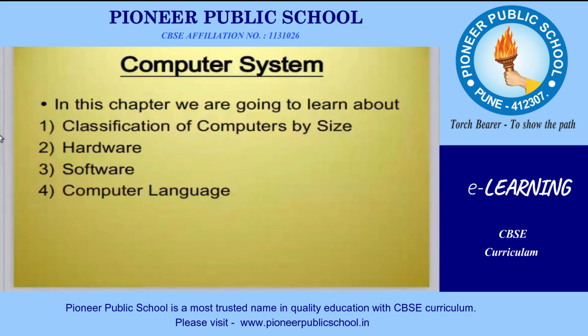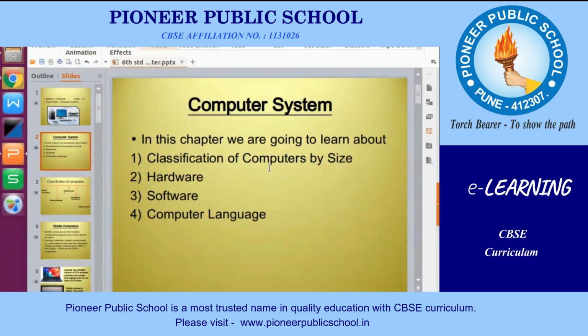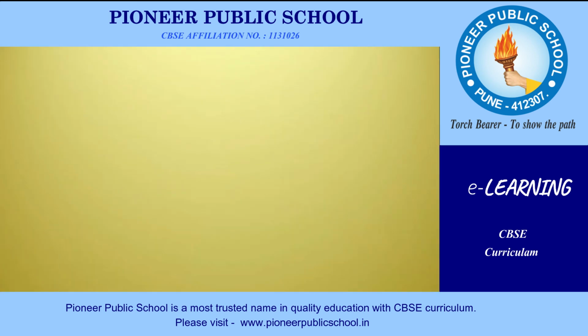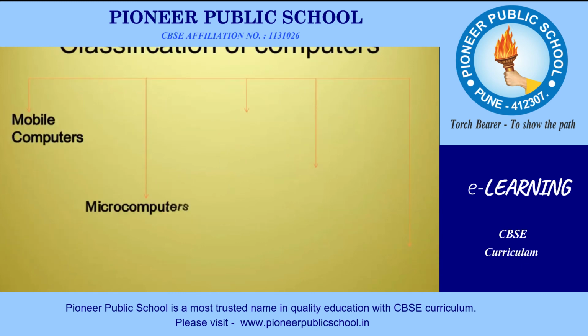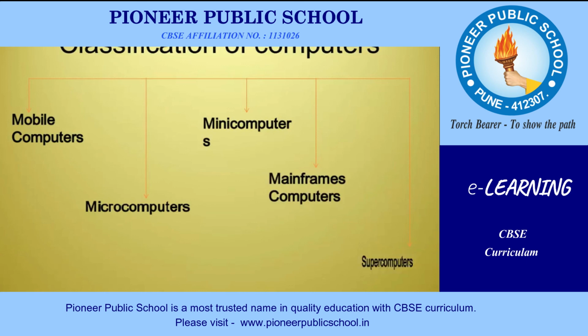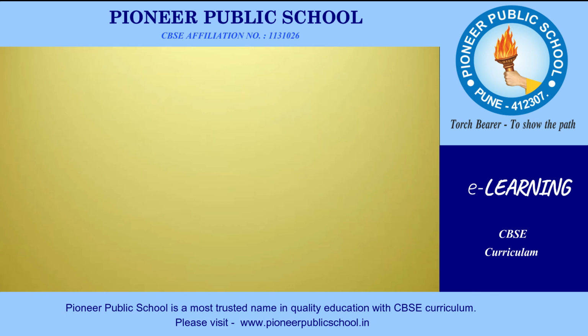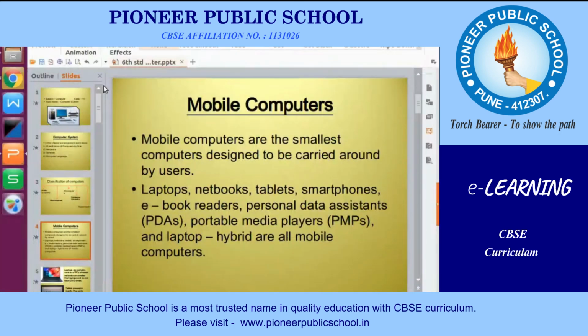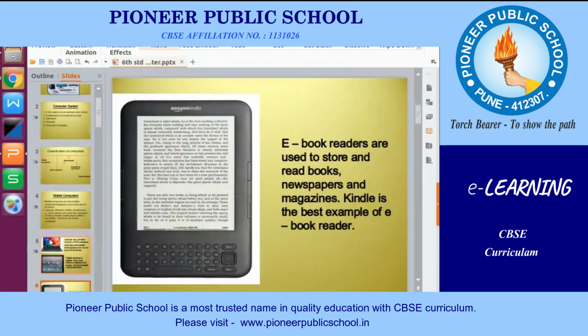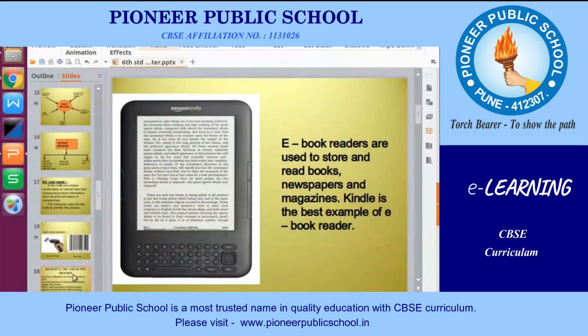We learned the classification of a computer by size, and they are classified into 5 categories. What are those categories? These are mobile computers, microcomputers, mini computers, mainframe computers, and supercomputers. And afterwards, we saw what is meant by hardware and software, and types of input devices and output devices. So I'm going to finish this session here itself.